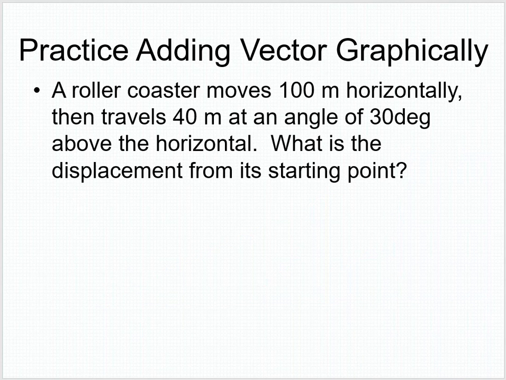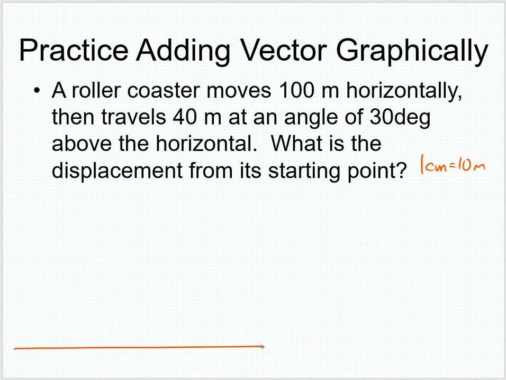Okay, and this one says the roller coaster moves 100 meters horizontally, then travels 40 meters at an angle of 30 degrees above the horizontal. What is the displacement from its starting point? So I'm going to use my scale. I'm going to use every centimeter equals 10 meters. So 1 centimeter equals 10 meters, which means I'm going to have to draw a vector here that is 10 centimeters long.